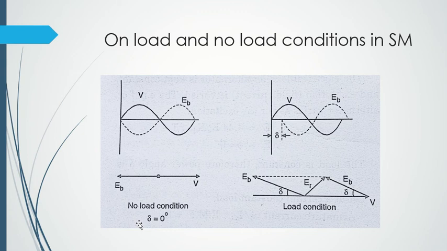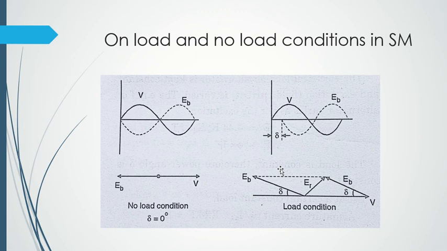But as we apply some load to my synchronous motor, the rotor will start to fall back. Because of this fallback of my rotor compared to the stator, there will be a load angle. Because of this load angle, my voltage will lead the induced EMF. Voltage is starting from here, but EMF is starting from here, because the rotor is falling back. Now let's try to plot this angle.